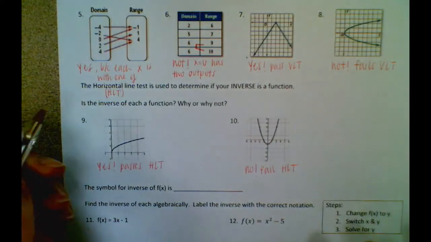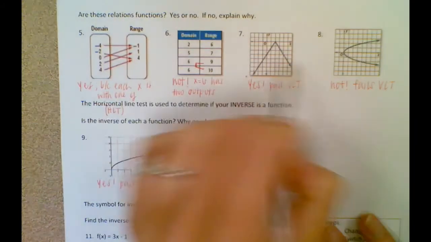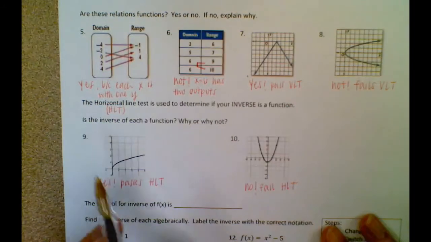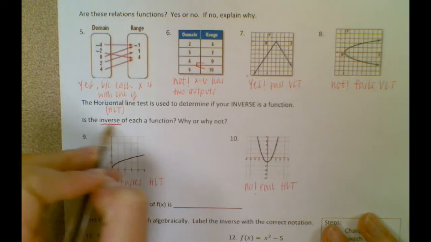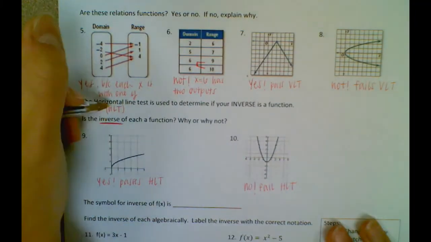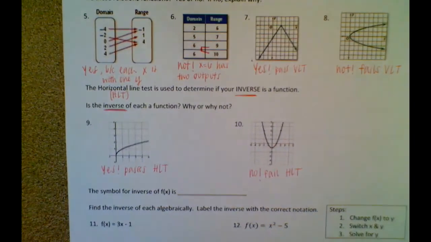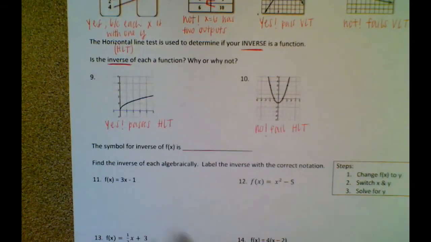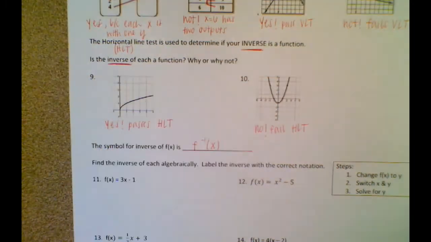So make sure you're paying attention to the directions. If this is just asking if this is a function, you use the vertical line test. If you're asked to determine if the inverse is a function, then you use the horizontal line test. So horizontal line test is for the inverse function. Okay. All right. The symbol for inverse of f of x is f to the negative first of x.